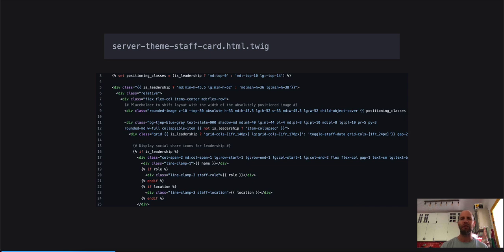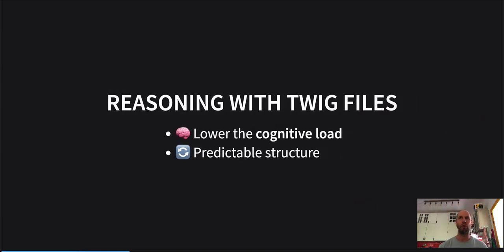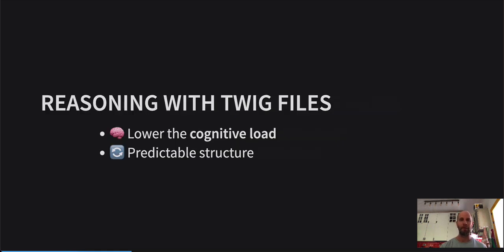Or what is this twig doing? Okay, so by the name of the twig, you can see here is a leadership and a name and a role and a location. Maybe you have some understanding, but still it's pretty hard to understand what's going on over here. So with our approach, we try to have a better reasoning with the twig files. First is to lower the cognitive load, meaning I'm not a computer, I'm not a browser, I don't want to try and somehow in my brain render everything, and make it very predictable. How do we do that?